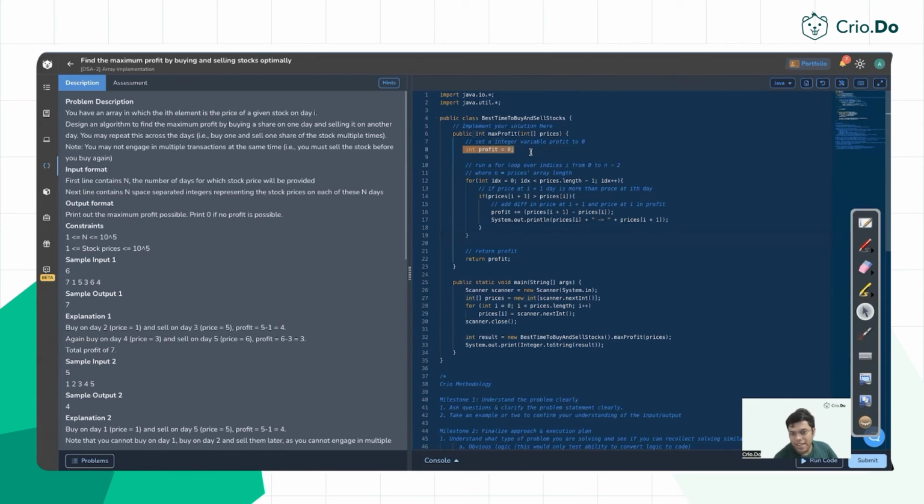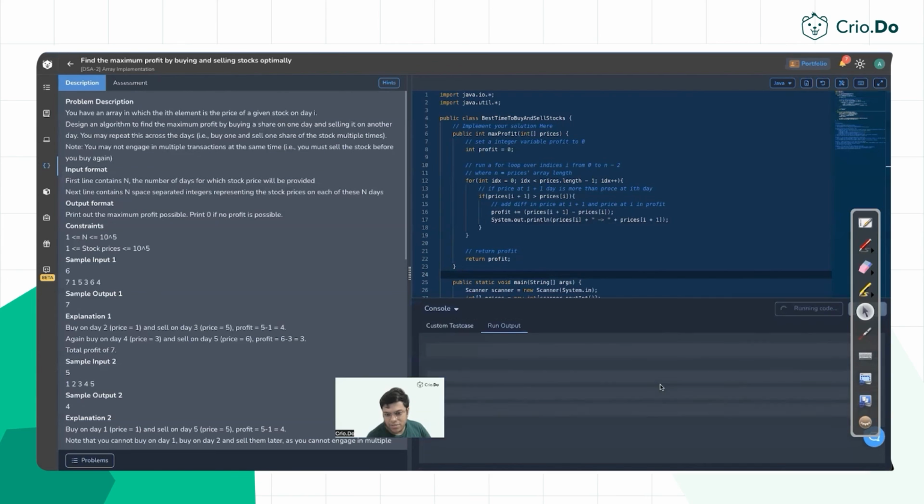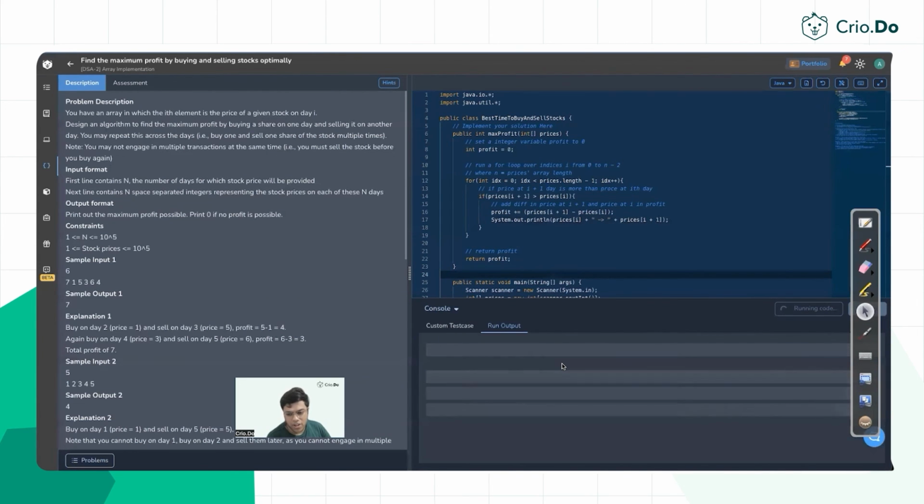There is a profit variable initially. We are running a loop over all the indices, starting from 0, going till prices dot length minus 2, that is less than prices dot length minus 1. And if the next index price is more than the current index price, we add the difference of the prices in the profit variable. Once it is done, we are also printing it, and finally, we are returning the profit. Let's run it again to see if it is now running or not.